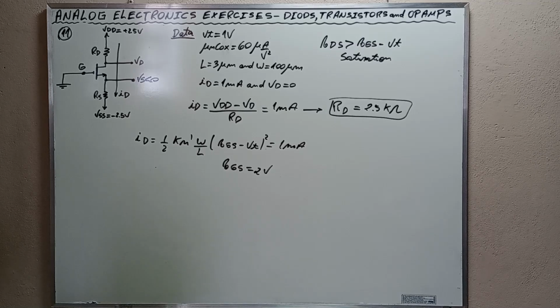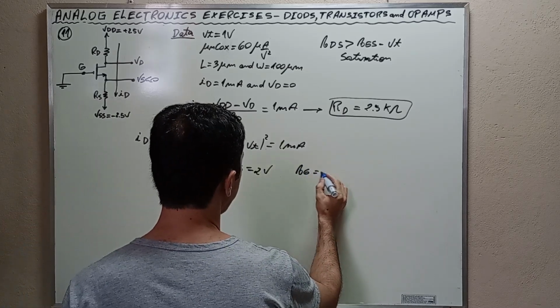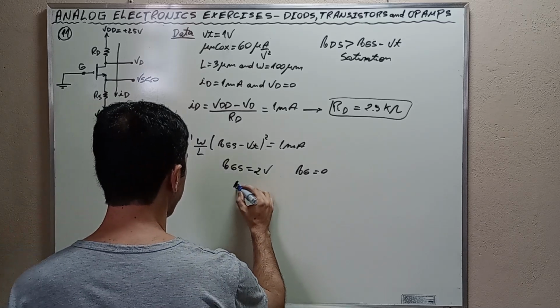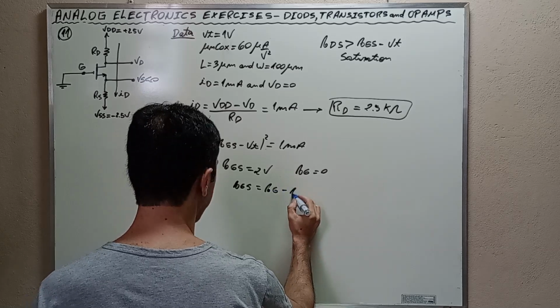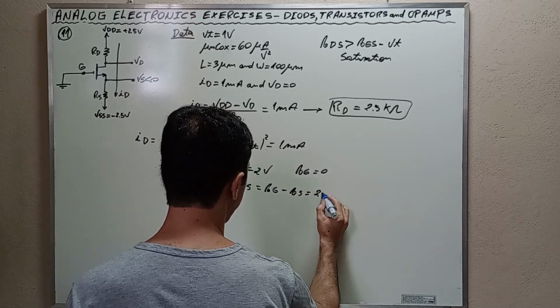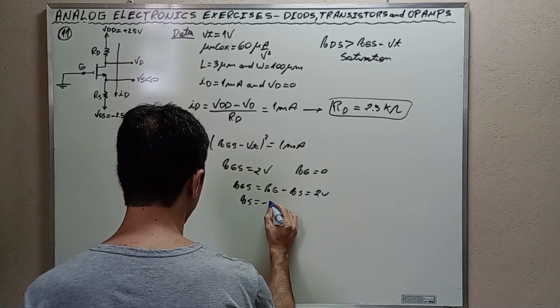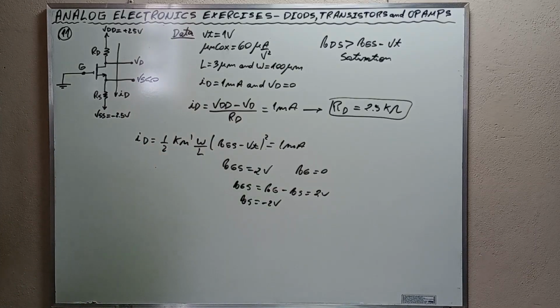And since Vg is 0, VGS is equal to Vg minus Vs, which is equal to 2 volts, and we find that Vs is a negative number, 2 volts. Alright, my friends, and now we calculate the value of Rs.